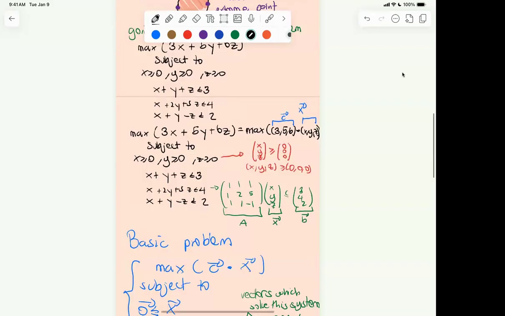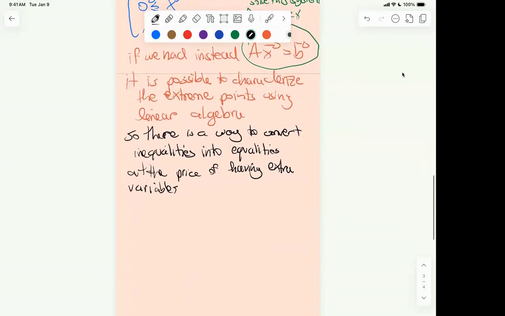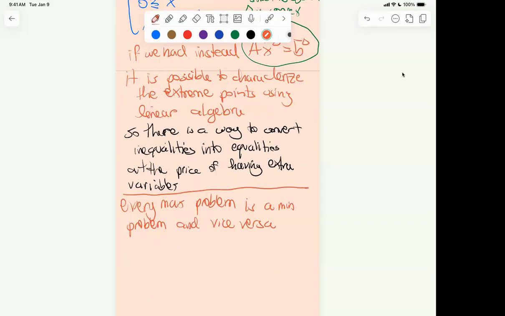Any max problem can be turned into a min problem. That's a good warm-up before we get into that. So let me write this down, since it's also an important point to understand. Every max problem is a min problem and vice versa. I'll say what I mean in a moment. So this is step one.